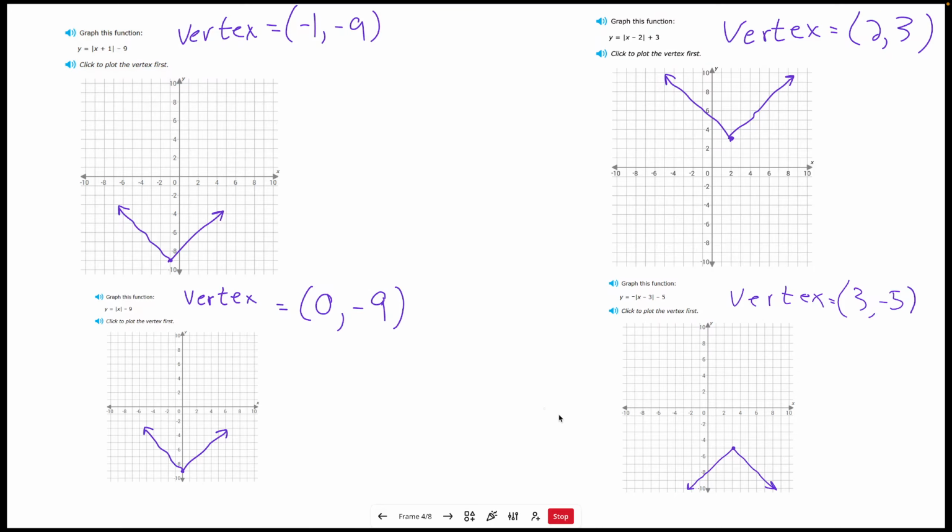Secondly, to find the vertex, basically where the graph starts, all you do is look at the numbers that you can see. For example, I see a -9 here, -9. I see a 3 here, I see a 3 here. I see a -9 here, I see a -9. Now for the x coordinate, you'll notice it's reversed. So for example, this is a +1, it becomes -1. This is a -2, it becomes +2. This one has no number, we'll talk about that in a second, and then this one has a -3, it becomes +3.